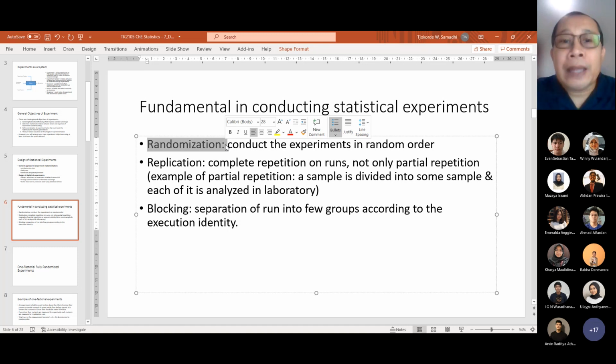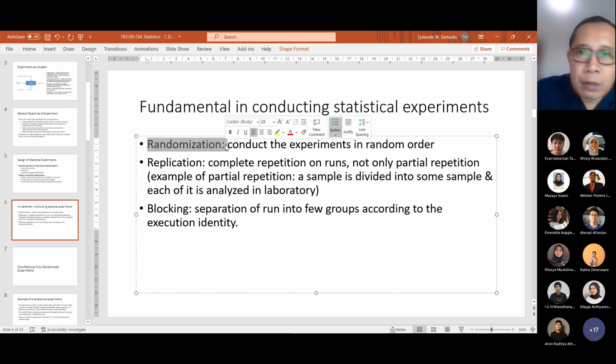Now, that is not experimental repetition. That's just analysis repetition. When we say a complete repetition on the experimental run, it means that you replicate everything from step 1 to the last step. Not just making a big batch of sample and then dividing the batch into 2 or more analyses.